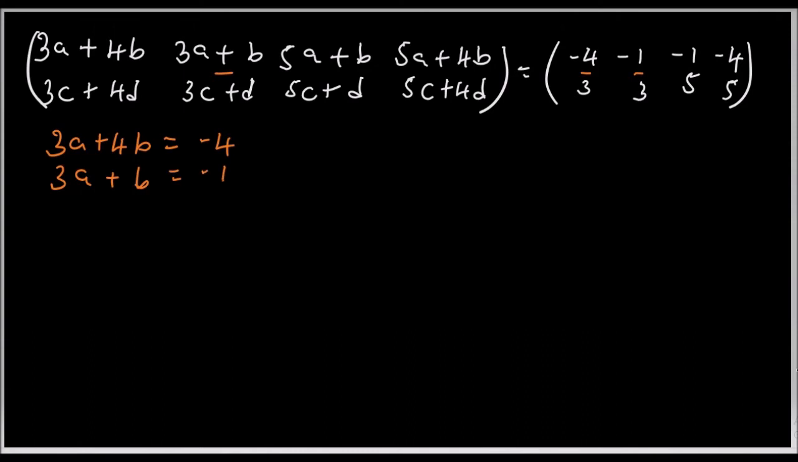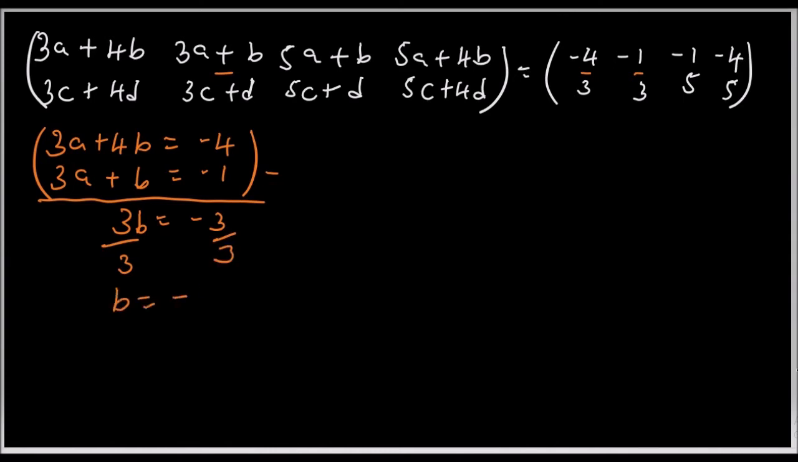So this is a simultaneous equation we can solve. Since we are able to eliminate 3A, we subtract. So 3A minus 3A is 0. 4B minus B is 3B, equals minus 4 minus minus 1, which will be minus 4 plus 1, which will give you minus 3. Divide both sides by 3, and you get B equals minus 1.